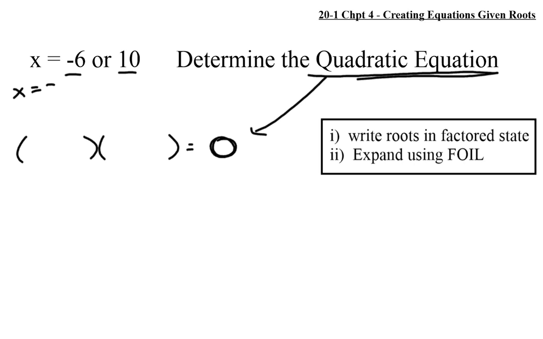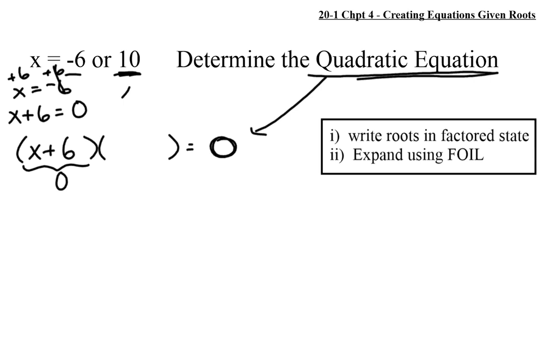Well, if x equals negative 6, but we want it to be a value of 0, you're going to add 6. So x plus 6 equals 0. There's your factored form. I need to do the same thing for 10. So if x equaled 10, that's our x value, well, we want a 0 value. So I want it to equal 0.